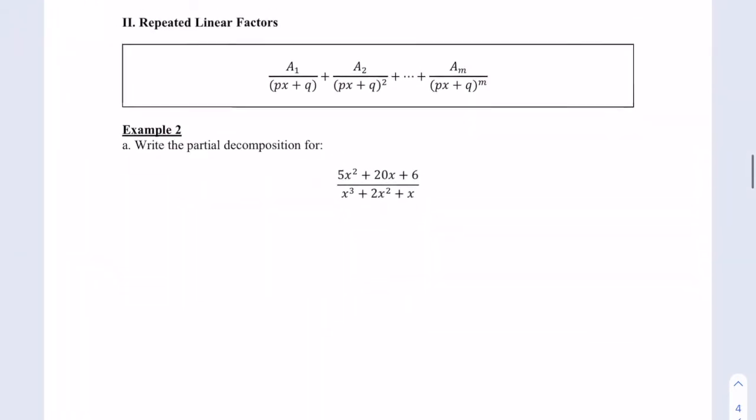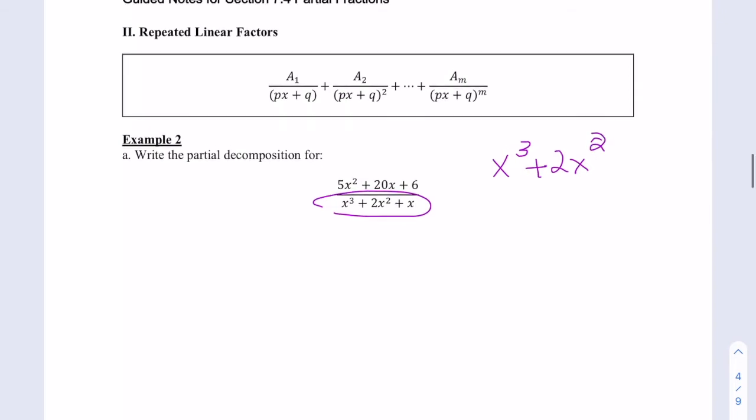All right, now let's go to a problem where we have repeated factors. So whenever we have repeated factors, and these are repeated linear factors, we're going to actually use a very similar method. So here I'm just going to make sure we factor the denominator. So we know that we have a GCF of x. I'll write this clear.